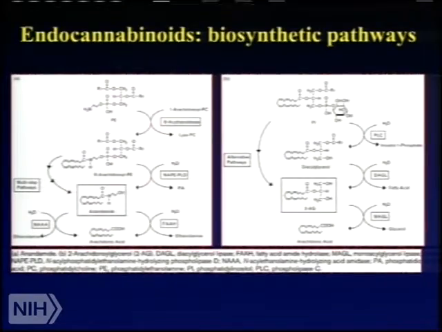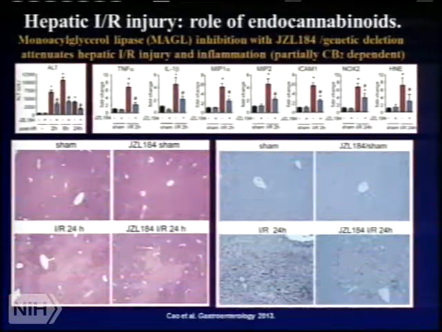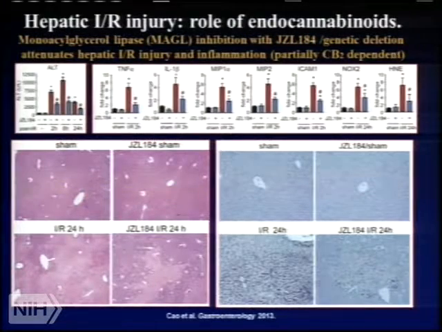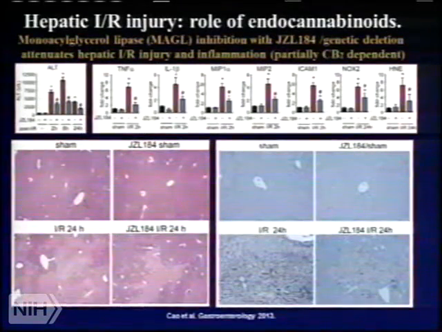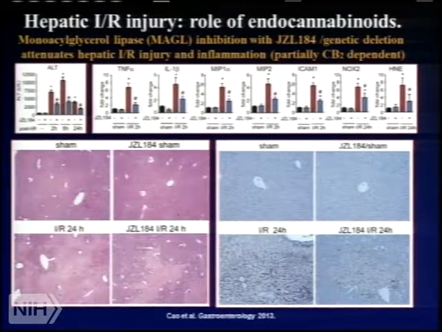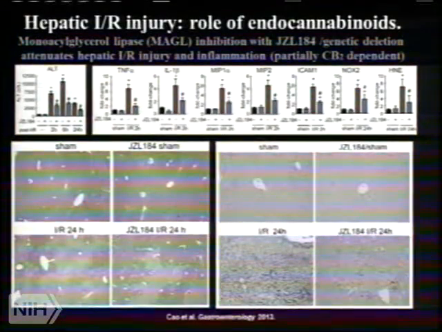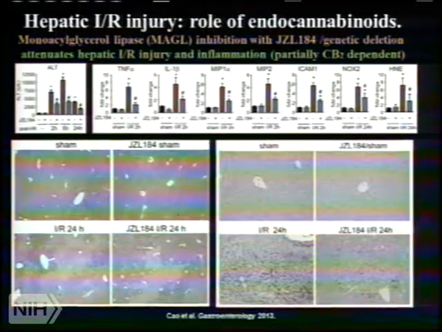And arachidonic acid is a significant source of prostaglandins in the liver. So here we wanted to know what happens if we inhibit the endocannabinoid degradation, this MAG lipase enzyme, which raises the 2-AG levels in the liver. So you will have more 2-AG, and we found that inhibition of this enzyme or genetic deletion was associated with marked reduction of injury.